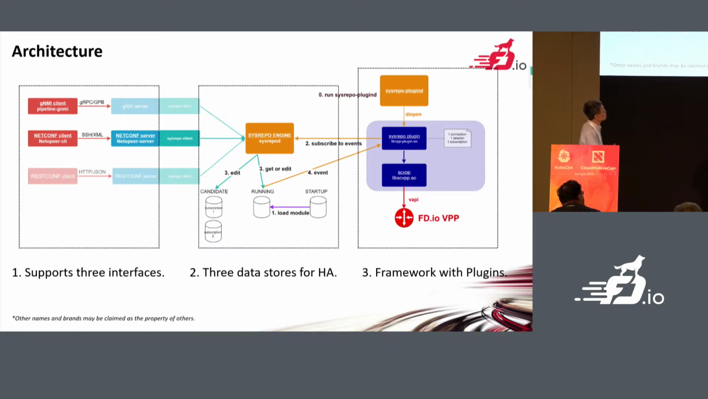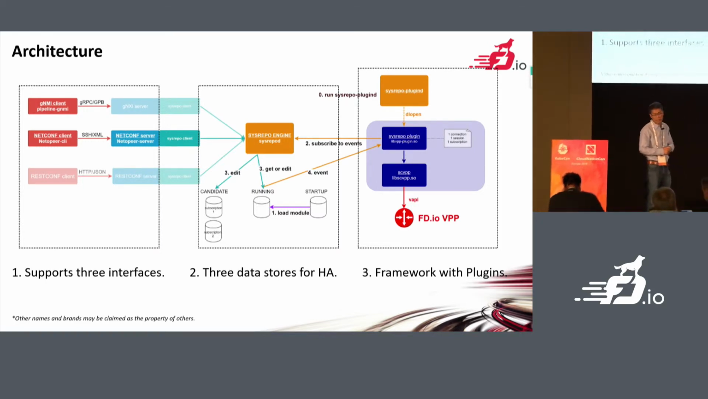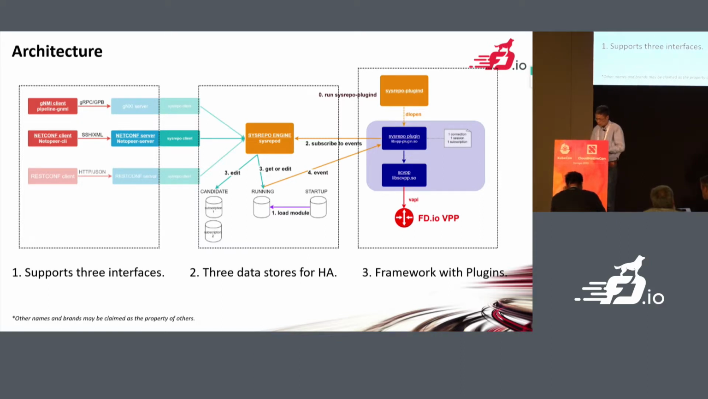So for the whole picture, there are 5 steps when you start Sweetcomb. The first one is when you run the sysrepo plugin daemon, then it will open a sysrepo plugin firewall. When it's done, the Sweetcomb project will download the initial configuration from the startup data store to the running data store. And then the sysrepo plugin will subscribe to the sysrepo engine for specified events.